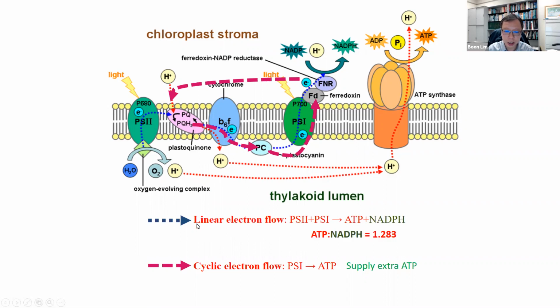In addition to the linear electron flow, there are also some cyclic electron flows. And these cyclic electron flows can transport protons from the stroma to the lumen. So the protons can drive ATP production through the ATP synthase. So the cyclic electron flow that involves photosystem 1 only generates ATP.